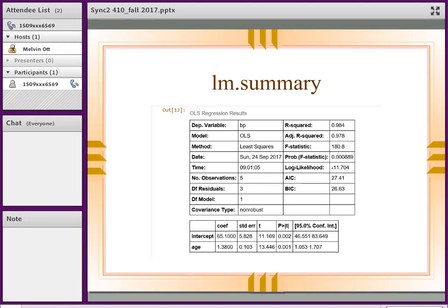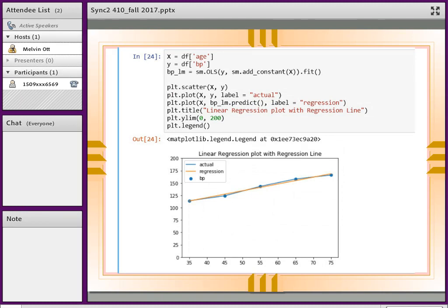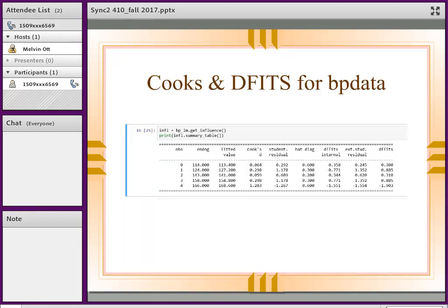Very nice model. And here's what it looks like if I show a plot of it, where I have the actual data in blue, and then the fit to that, the linear regression, in kind of an orangey color there. And it gives a really nice picture, which is what we expected it would. And then I also ran Cook's D and DFFITS for this very nice data set.